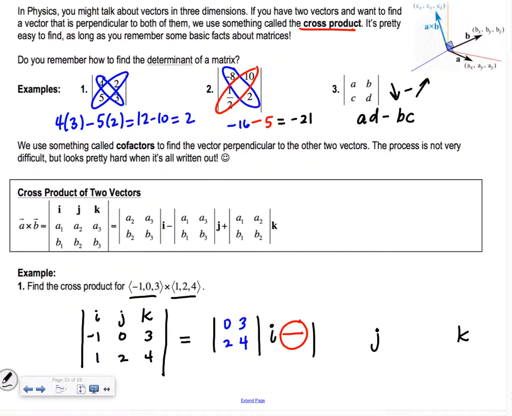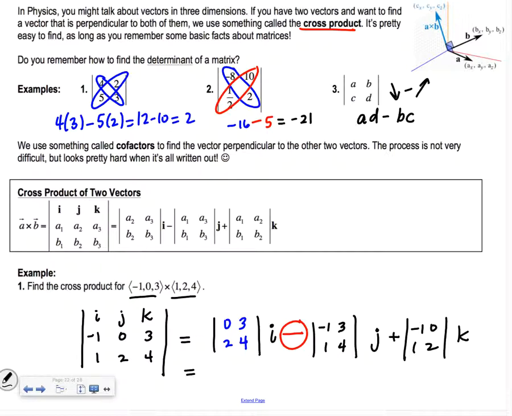All right, for the next determinant, what do you think we do for j? Cross out the j row, cross out the j column. What numbers are left? Negative 1, 3, 1, 4. And then for the k one, again, cross out the k row, cross out the k column. So we have negative 1, 0, 1, 2. Does that make sense? Can we find the determinants?